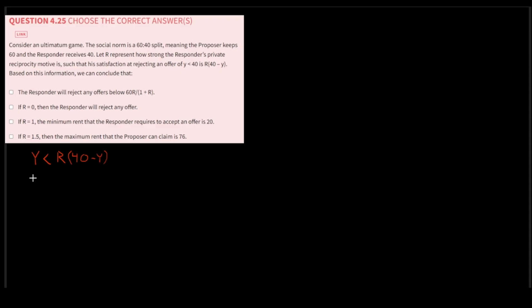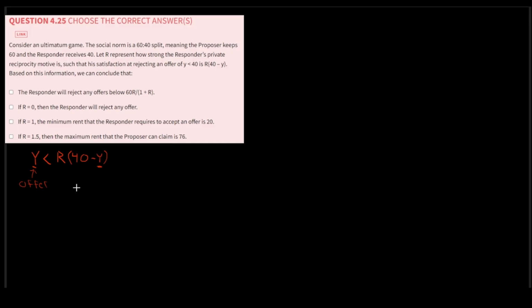We would say that if y, the amount being offered, is less than the right-hand side, then we reject the offer. If our offer, again y is the offer, is greater than the right-hand side, then we accept it. So what is that value of that offer? Well, right now we don't see that explicitly because we have y on both sides, but we can rearrange this to solve for y to figure out what our minimum acceptable offer is.